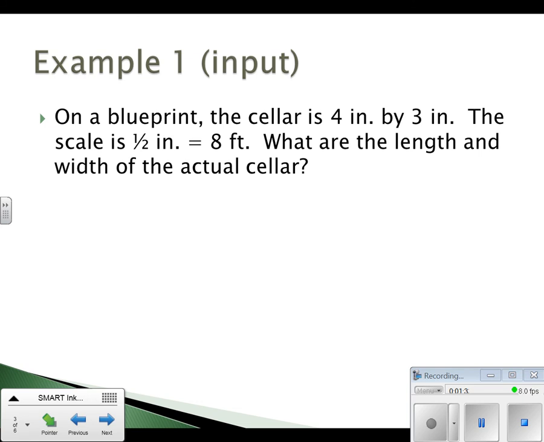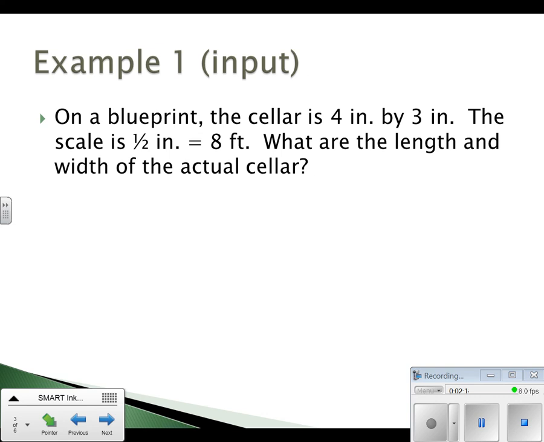A blueprint is a drawing in the planning phases that architects use before they actually construct a building or maybe just redesign a certain room of some sort. It says here on the blueprint, the cellar is 4 inches by 3 inches. So that's actually what we see on the paper in front of us. The scale is 1/2 of an inch on that blueprint is actually 8 feet when this cellar is constructed. What are the length and the width of the actual cellar?